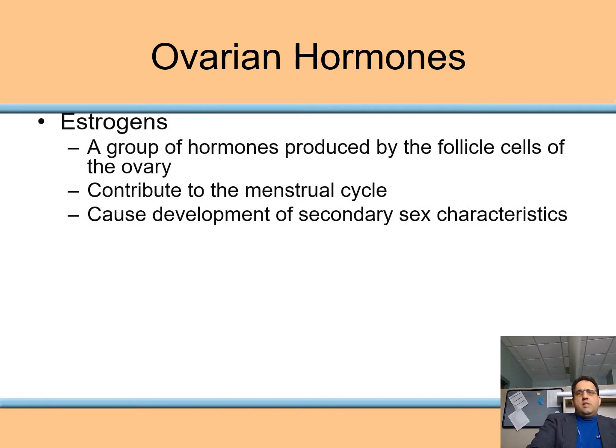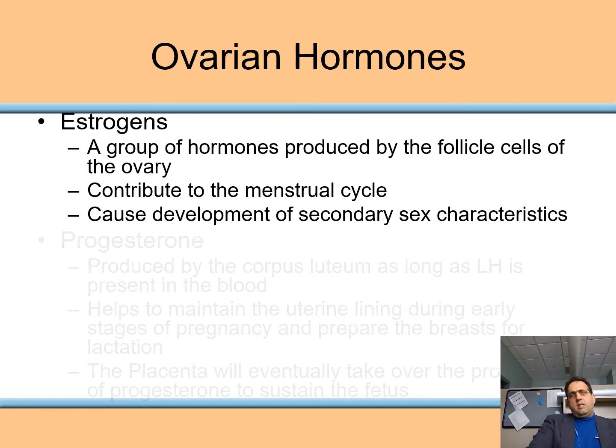Ovarian hormones, estrogens. Estrogens, it's not estrogen, it is not one hormone, it's actually a group of hormones that are produced by follicle cells in the ovary. These hormones are the things that drive most of the menstrual cycle. They also cause the development of secondary sex characteristics like pubic hair formation, breast development, fat pads in the hips, dispersal of fat throughout the body.